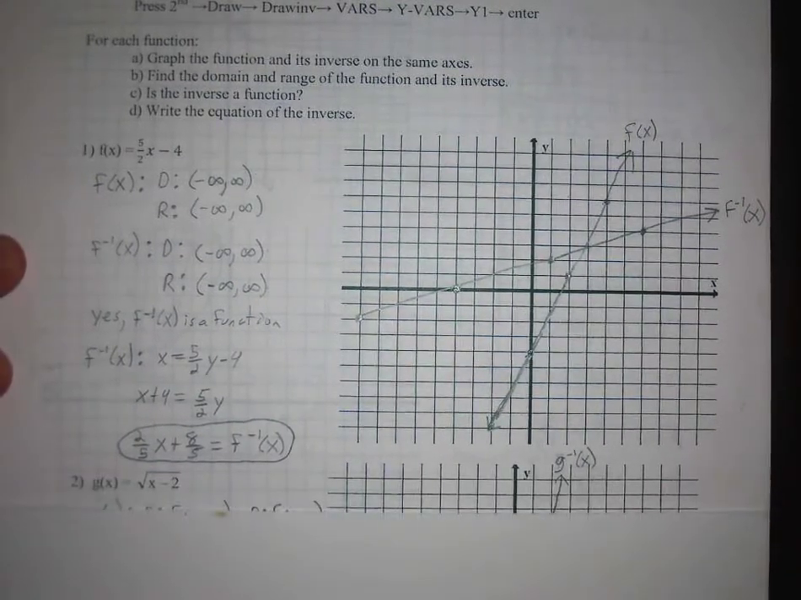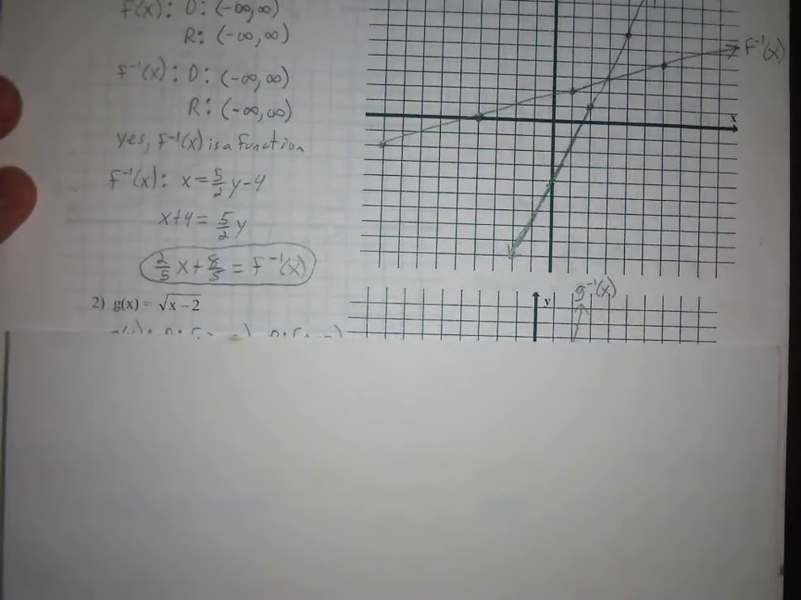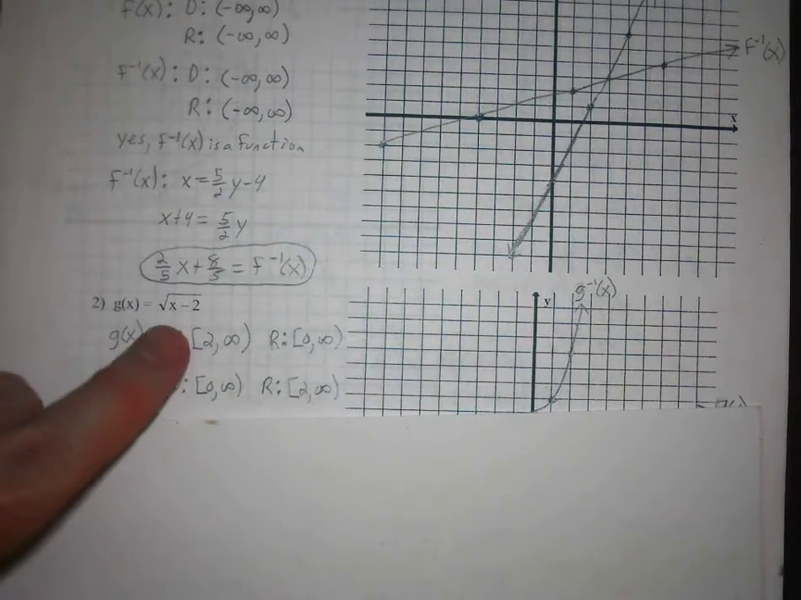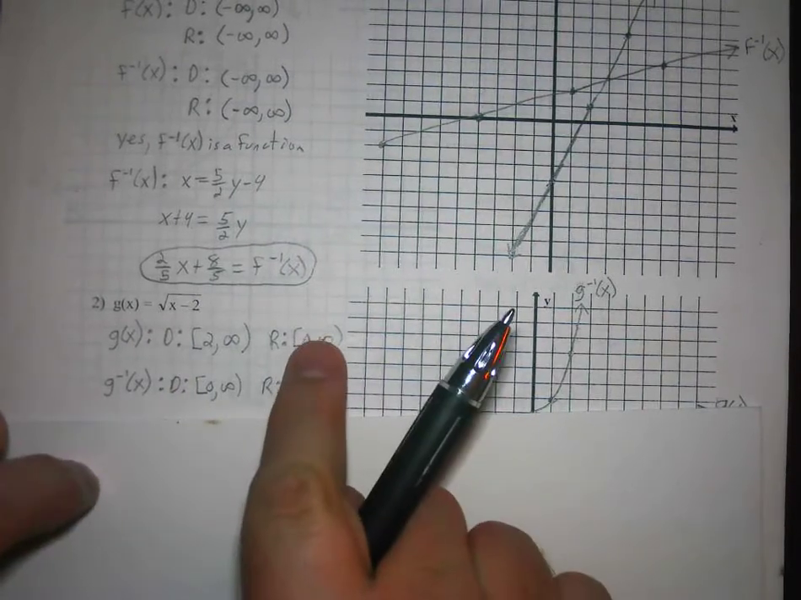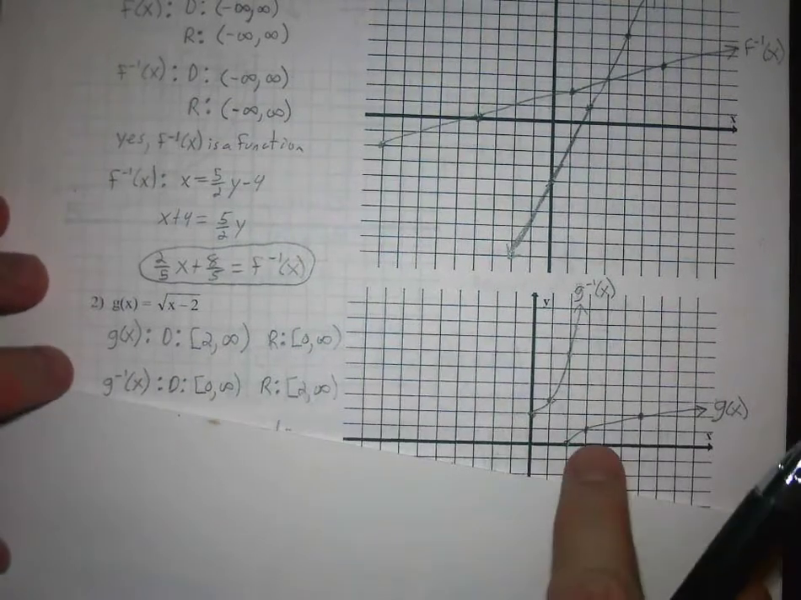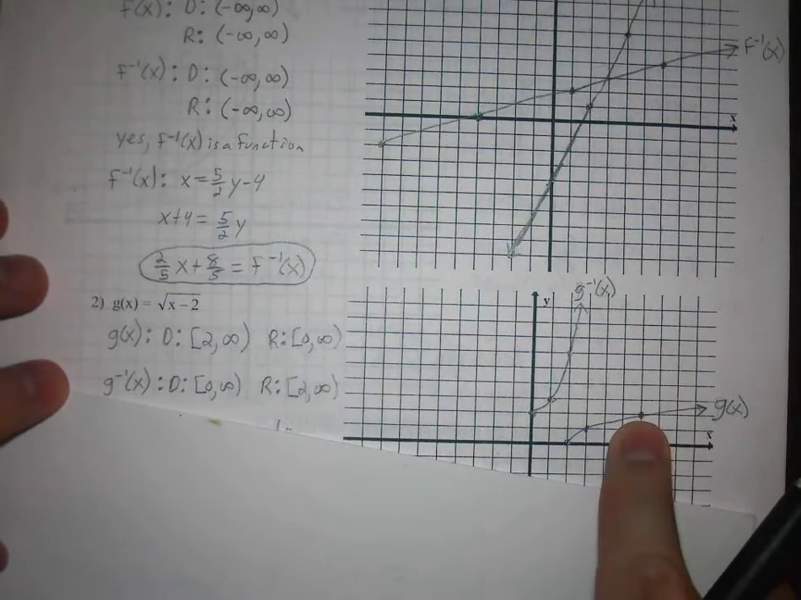Okay, so now moving along, we have g of x equals the square root of x minus 2. And you can graph that in your calculator. But the domain will be x is greater than or equal to 2, so 2 to infinity. And the range of your original function was 0 to infinity. So right here is what that original function looked like on your graph.